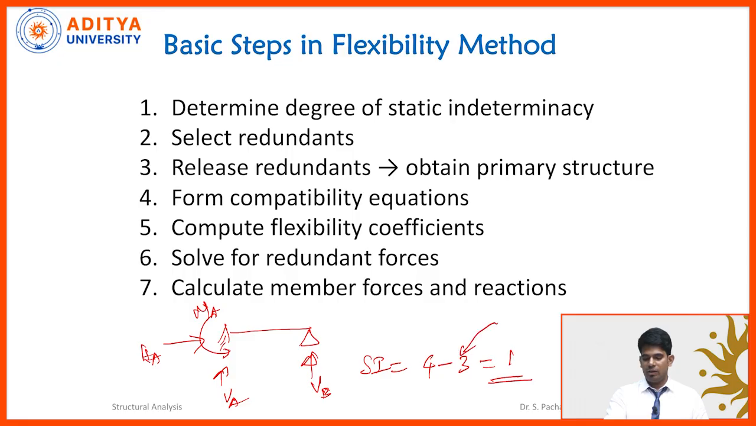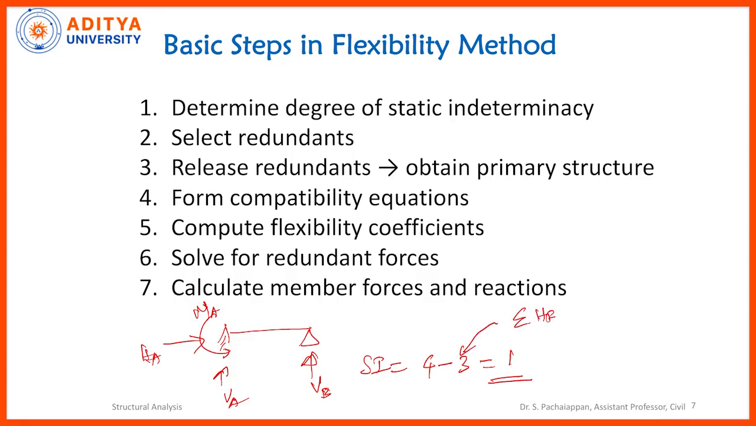This 3 is nothing but the summation of all the horizontal forces equal to 0, the summation of all the vertical forces equal to 0, and the summation of all the moments at any point equal to 0. So, the number of unknown forces is 1. So, only after calculating the degree of static indeterminacy are we going to proceed with the problem. So, the first step in the flexibility matrix method is to calculate the degree of static indeterminacy and then select the redundant. So, what is meant by selecting the redundant?